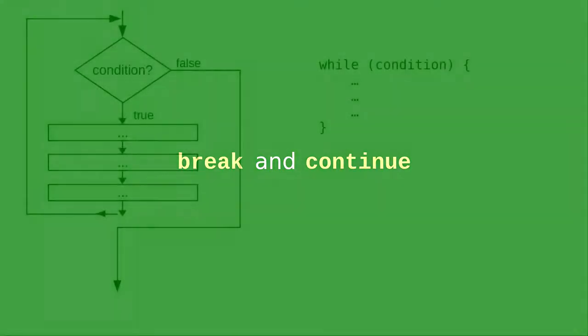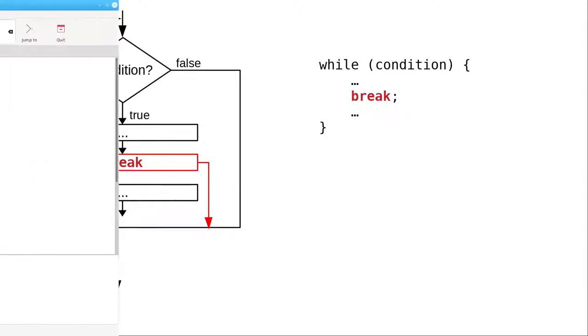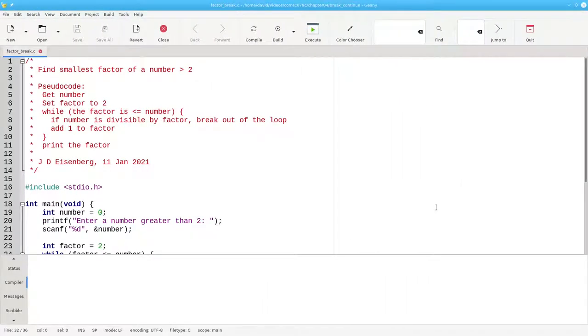Here's the flowchart for an ordinary while loop. Sometimes you want to break out of a loop before the condition becomes false. You use a break statement to do that. Here's an example of a program that uses break when finding the smallest factor of an integer.